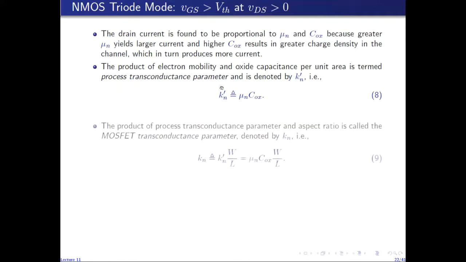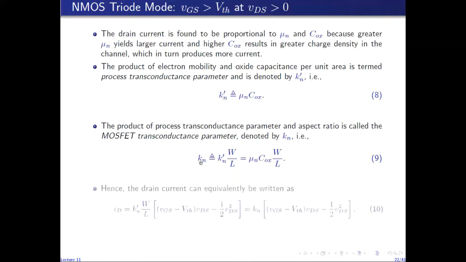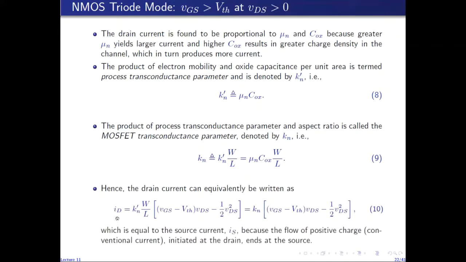for the MOSFET. And the product of the process transconductance parameter with the aspect ratio W over L of the device is called the MOSFET transconductance parameter, and this is denoted by Kn. So in terms of Kn prime and Kn, we can write the drain current like this.